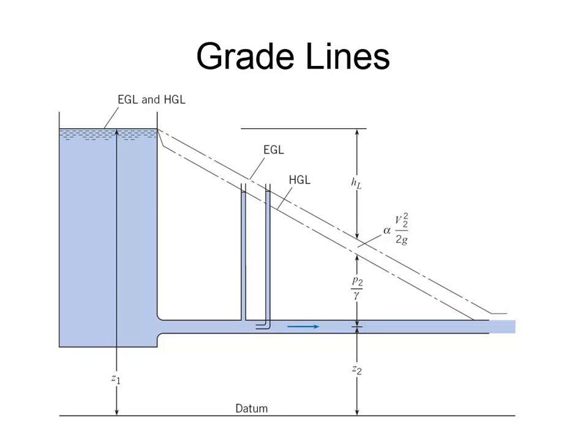And the HGL is the pressure head and the elevation head. The energy grade line, I'll write that formula above it since it's always above. EGL is the pressure head and the elevation head and also the velocity head.